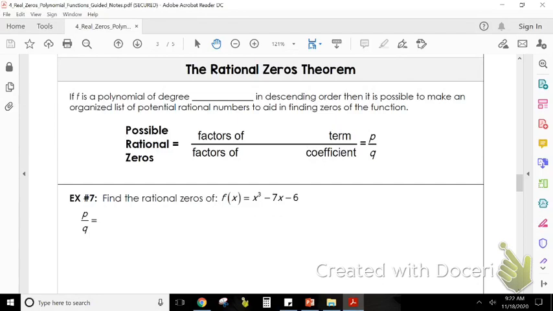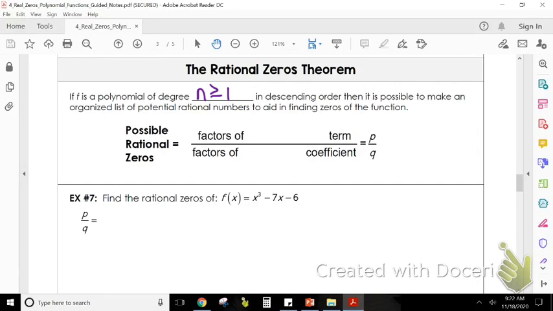It says if f is a polynomial of degree greater than or equal to 1, written in descending order of the exponents, then it is possible to make an organized list of potential rational numbers to aid in finding the zeros of the function. Remember, a rational number is a number that can be made into a fraction. It's not like the square root of 2. It's not going to be pi. It's not going to be imaginary. It's going to be a rational number.